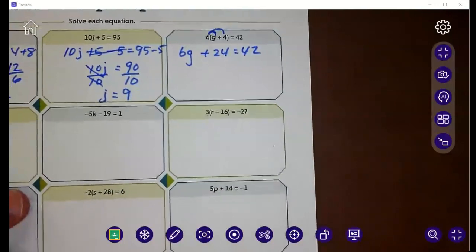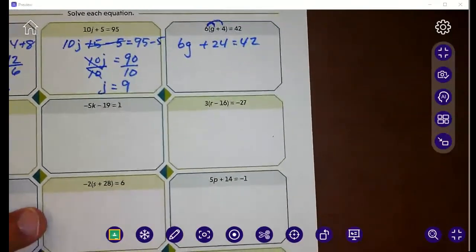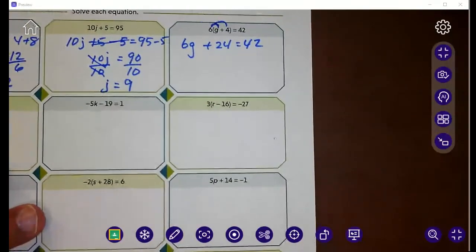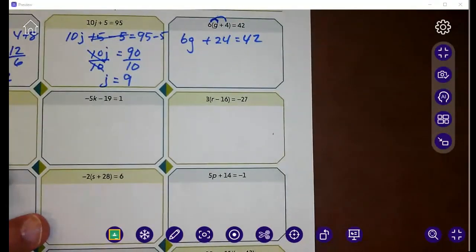Okay, so we distributed the 6. What are we going to do to both sides on this one at this step? Okay, there are only about 4 or 5 of you answering. Let's get in here.